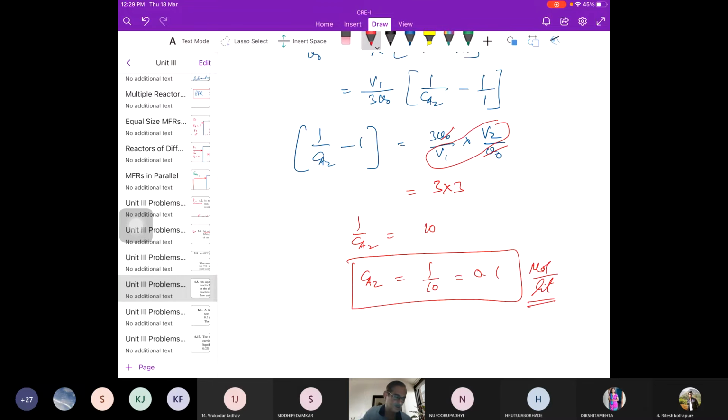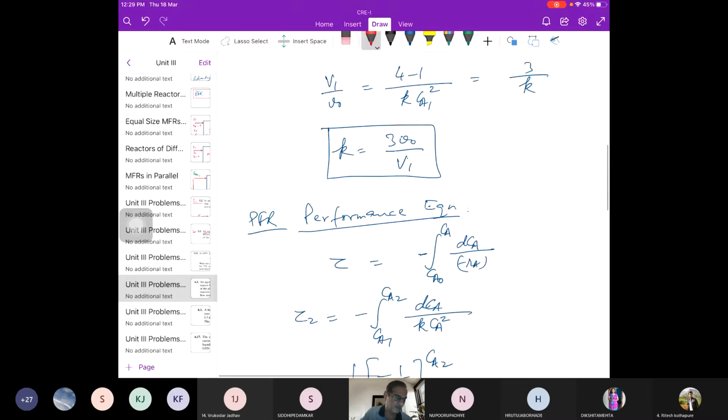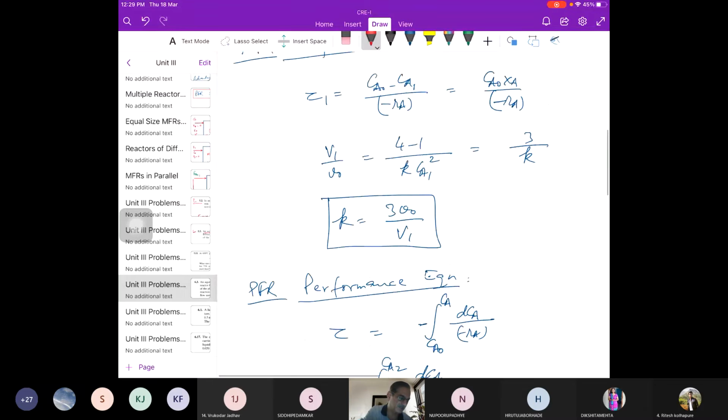I already told you, if you know MFR performance equation, you can write PFR performance equation. इसमें क्या फर्क है? Tell me. हाँ सर, वो जल्दबाजी में गलत लिखा है. जल्दबाजी क्या होती है? This is minus dCA.